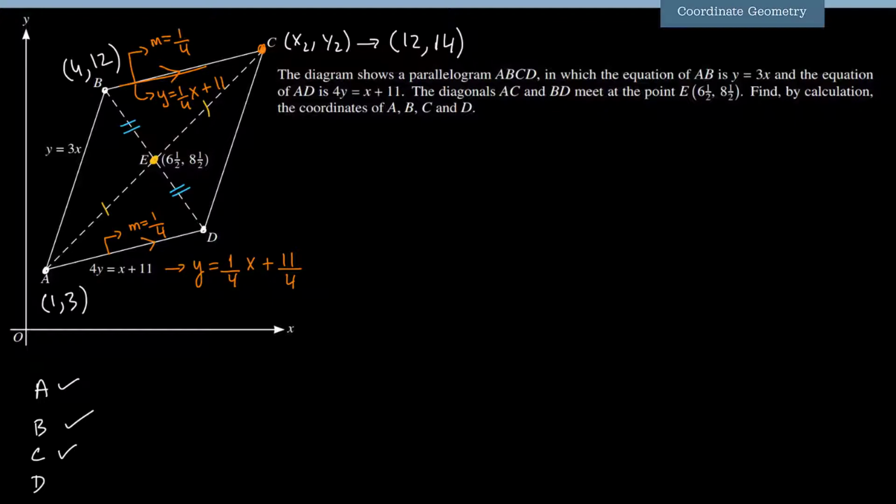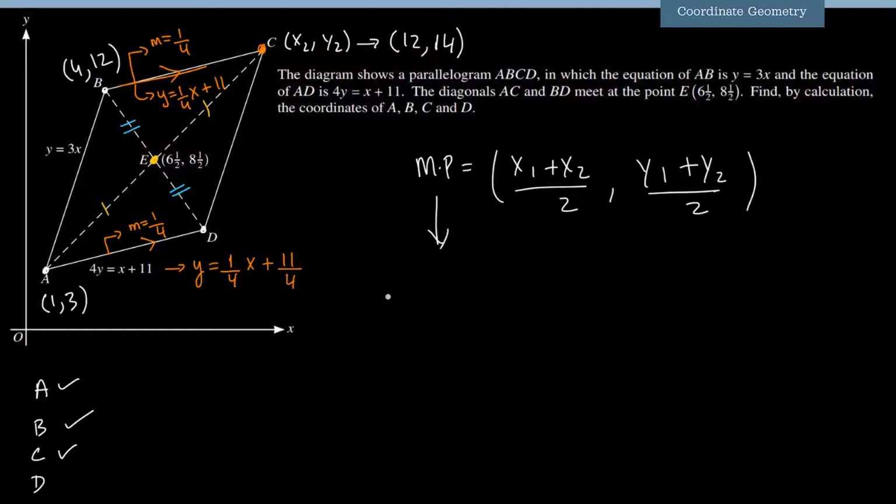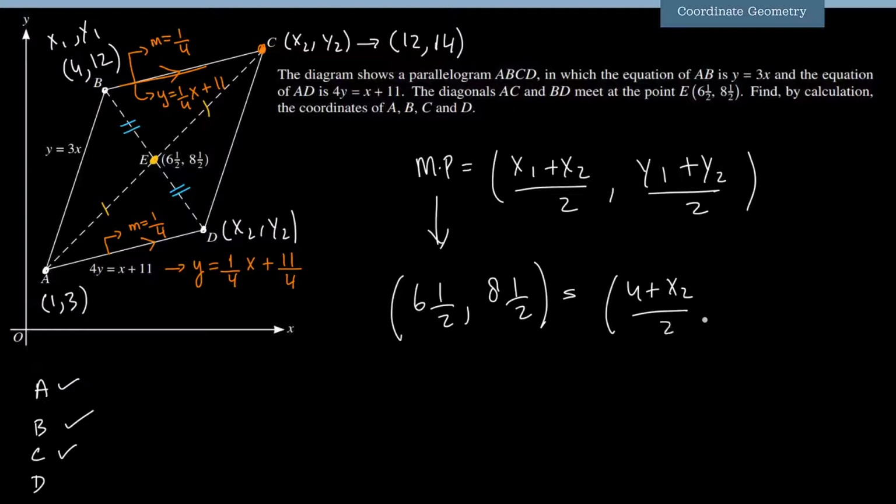Now next, for the coordinates of point D, I'll again use the fact that point E is the midpoint of BD. You know that the formula of midpoint is x1 plus x2 divided by 2, comma y1 plus y2 divided by 2. The midpoint I know is point E, which is 6 whole 1 upon 2, comma 8 whole 1 upon 2. If this is x1 y1 and this is x2 y2, this would be equal to 4 plus x2 divided by 2, comma 12 plus y2 divided by 2.